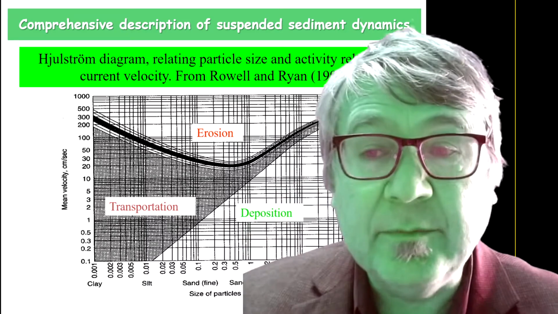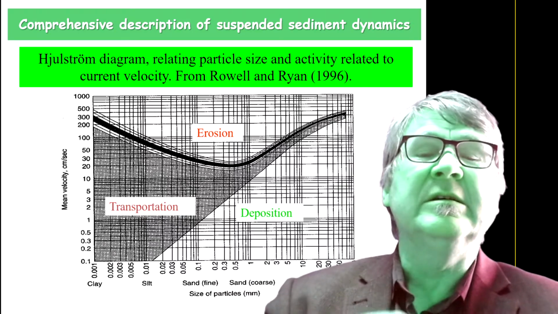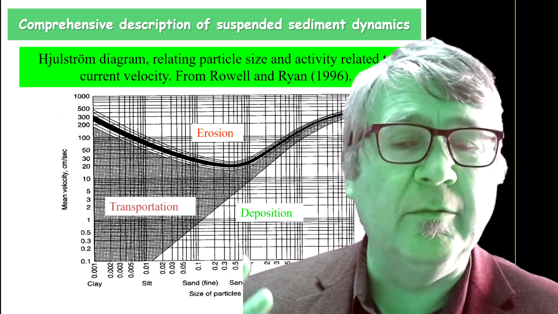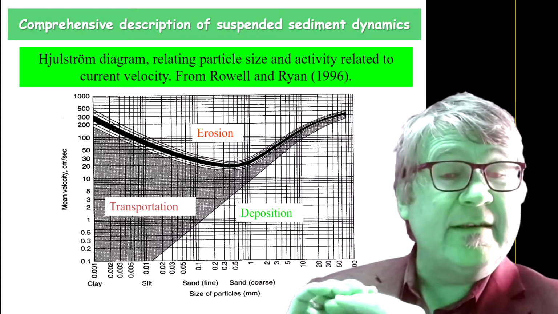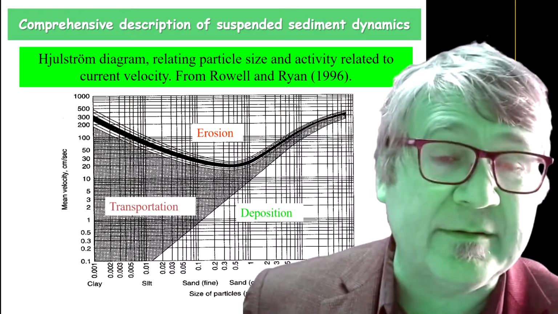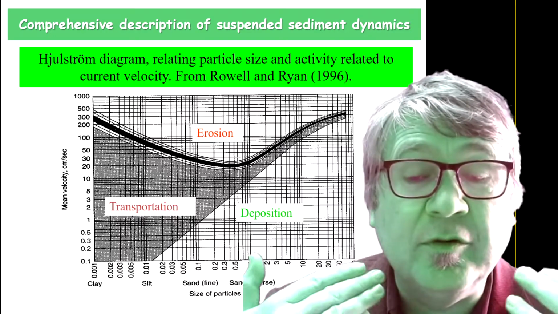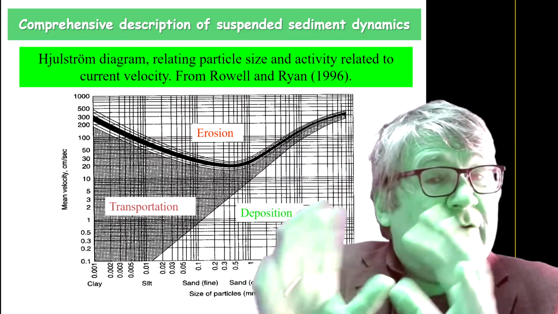So here it is. The Hillstrom diagram summarizes the most important features related to suspended sediment. On the x-axis, it's the size of particles. You have different types of sediment, and you can sort them according to their size. Okay, and it's sort of a concept here.